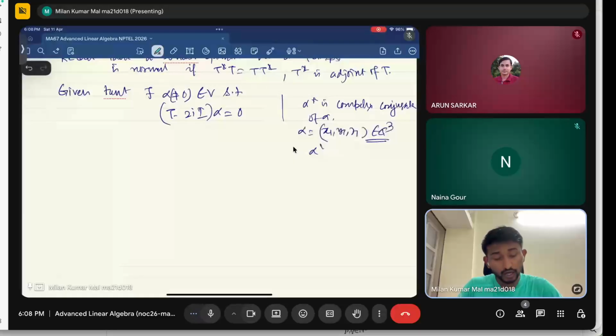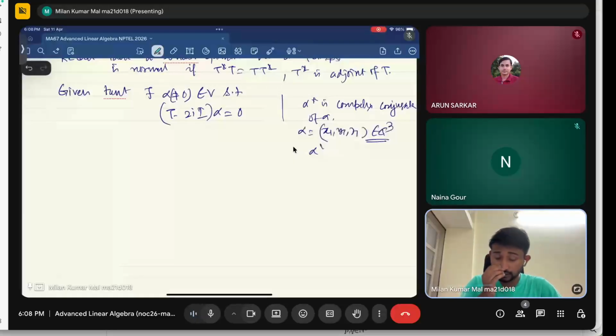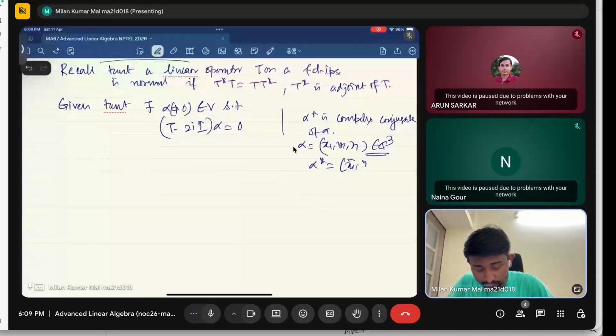Conjugate transpose. Alpha star is actually x1 bar, y1 bar, z1 bar. This is what it is, but this is not going to do anything. Okay, let me state the theorem. It says an already known fact.